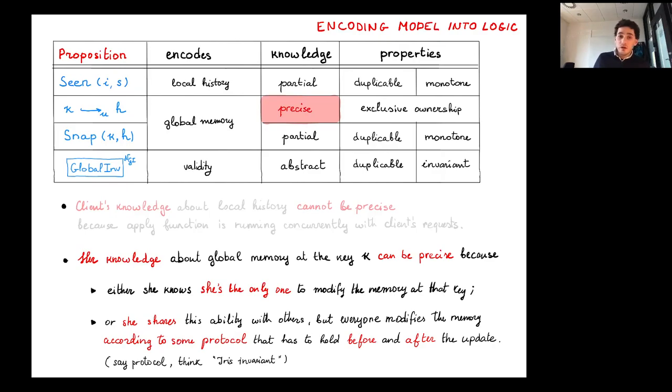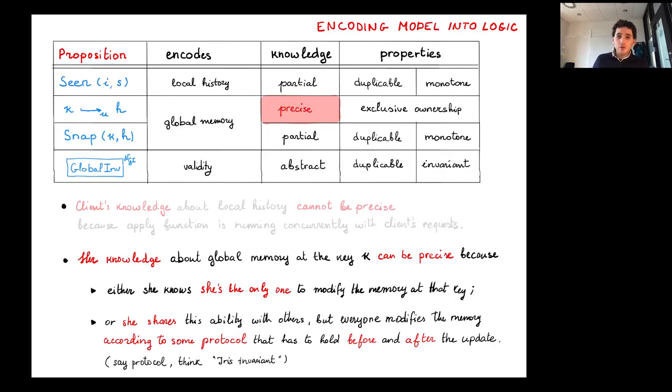Client's knowledge about global memory at a given key K, on the contrary, can be precise. We encode this knowledge as K points to H, where H describes a set of write events related to that key.